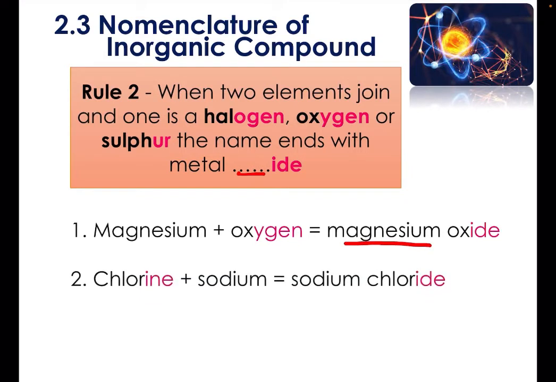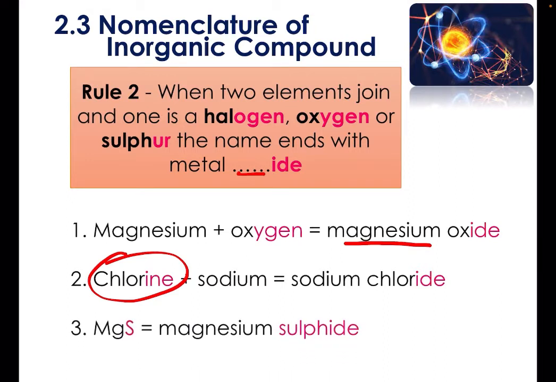Same for this one, I got chlorine plus sodium. When we add together, the name will be sodium chloride. As I mentioned before, we have to put the name of the metal first, followed by either the halogen, oxygen or sulphur. So in this case I have chlorine, and chlorine is a halogen. So it means it will end with chloride.